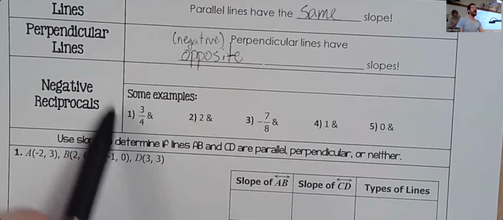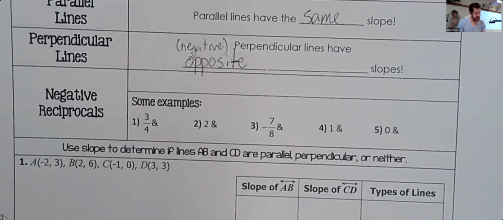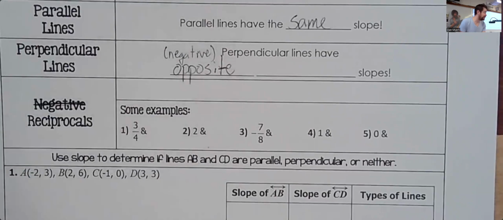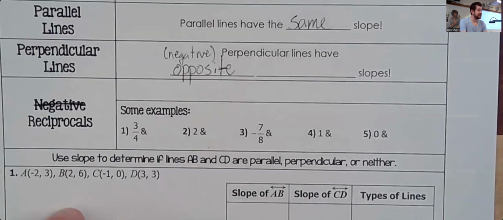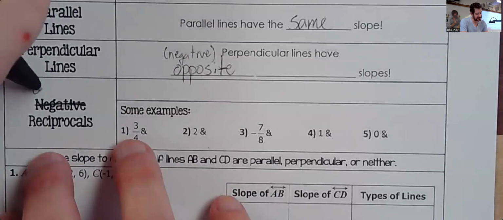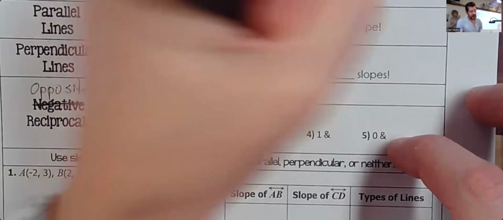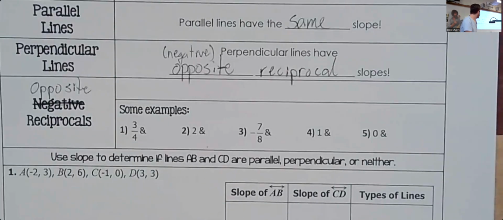Right here. Negative reciprocals are opposite. I generally go with opposite reciprocals because the word negative implies that if it's negative, it's just going to be negative, but it's not that way. If it's negative, it's going to go to positive, which would be opposite as opposed to negative. So I like the word opposite. So they have opposite reciprocal slopes. Opposite means you have a positive and a negative. Because if one of them is positive, the other one's negative. If one of them is negative, the other is positive. That's what opposite means.